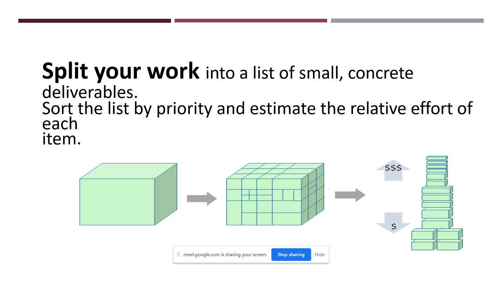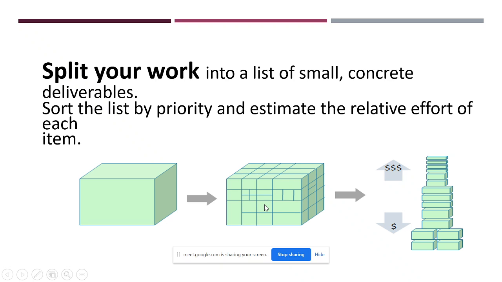So Agile Scrum indicates: split your work into a list of small concrete deliverables, sort the list by priority, and estimate the relative effort of each item, right? In the earlier waterfall model, on the left-hand side, the entire chunk is developed as one piece. But in Agile Scrum, we divide that entire product into small fragments, or small pieces of work.